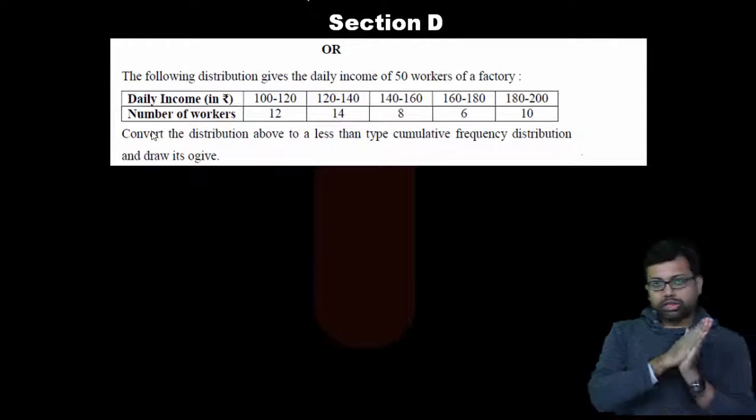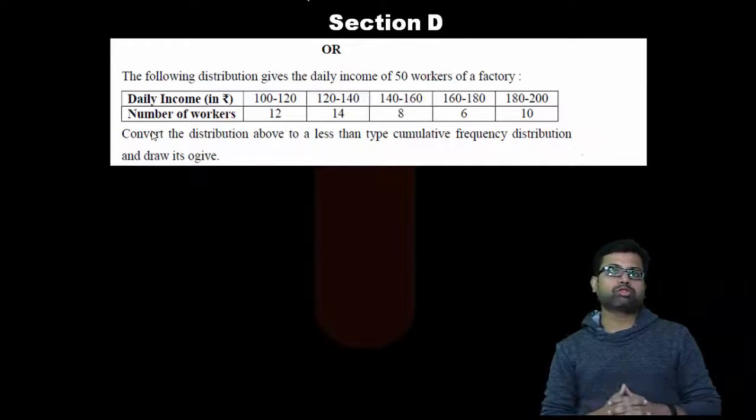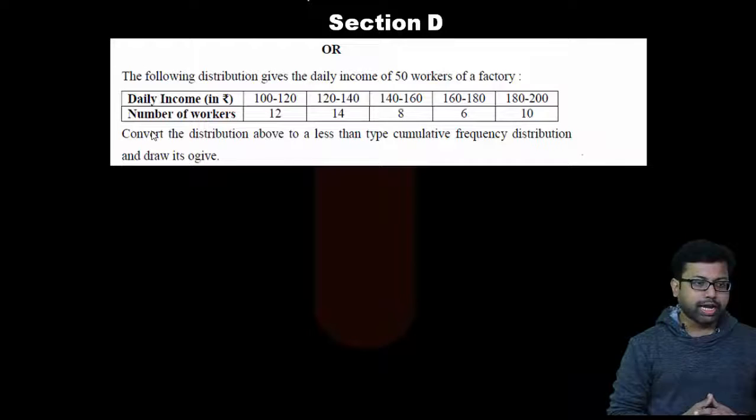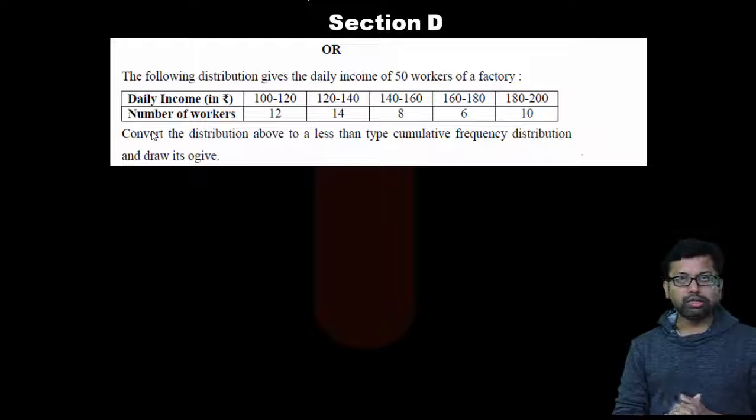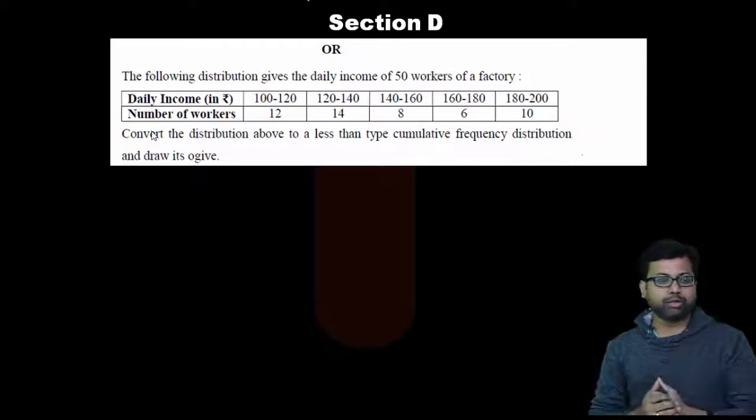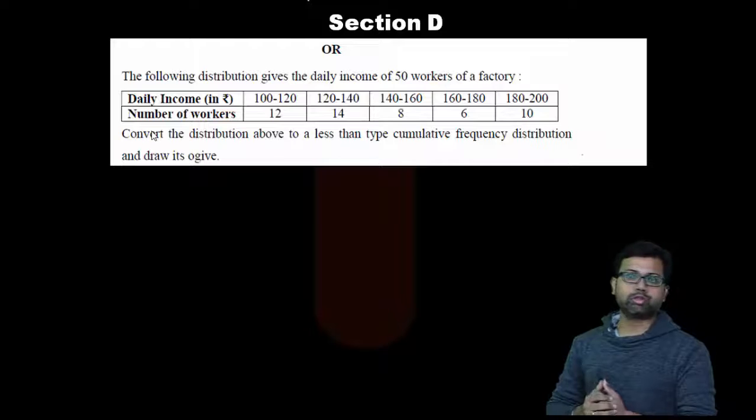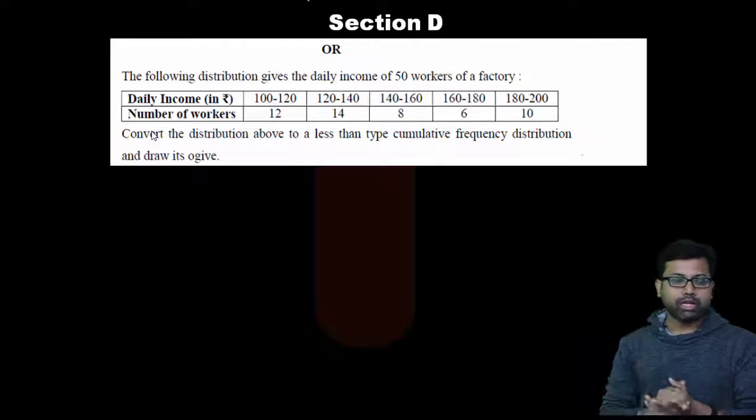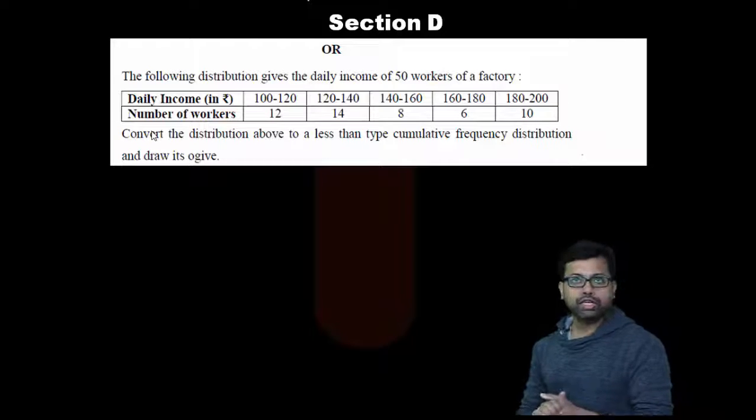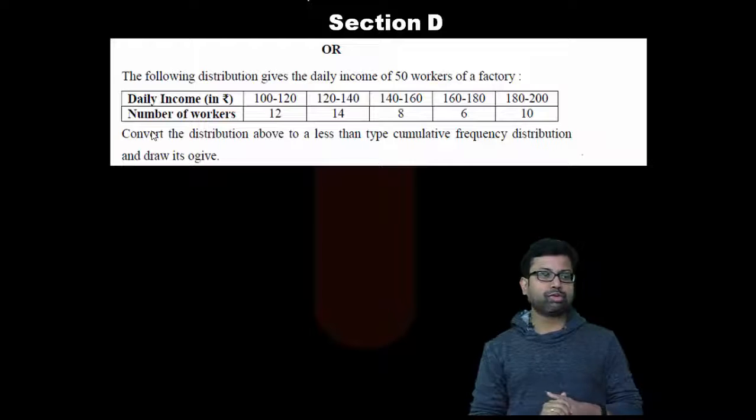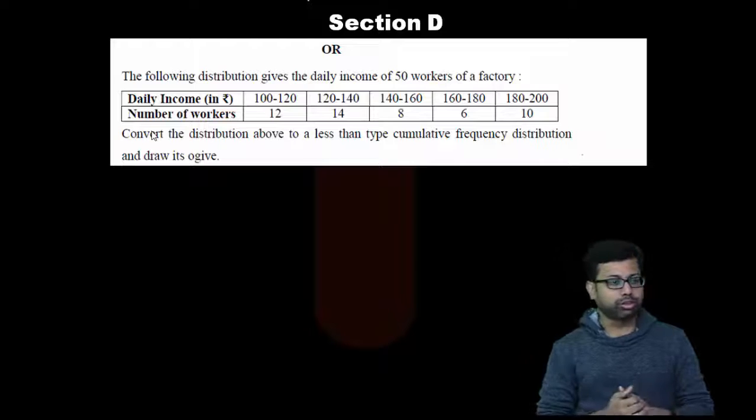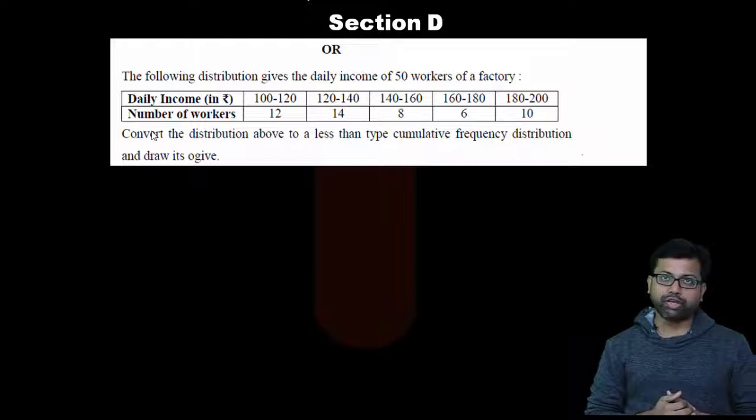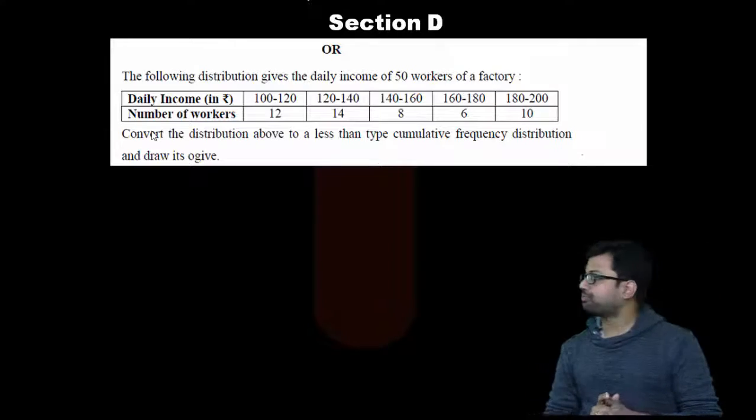Okay, so the OR part of this particular question also is related to statistics, and it's a very simple question. There is a distribution given in which you have been given the daily income in rupees of the number of workers. So there are different class intervals given. Total number of workers are 50, and what you need to do is convert this distribution to a less than cumulative frequency distribution and draw its ogive. Let's see how we do this question.